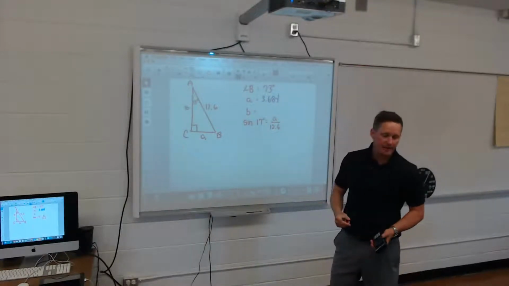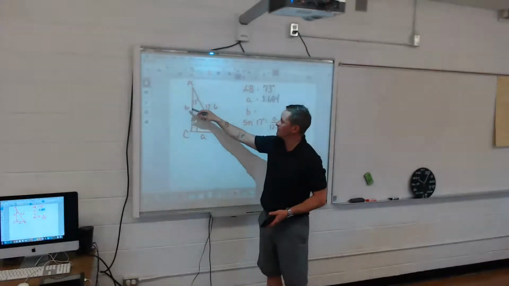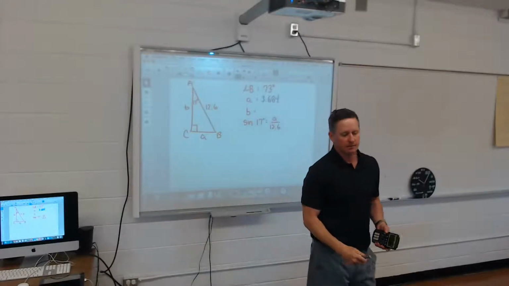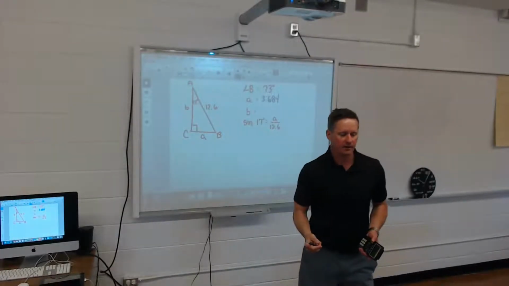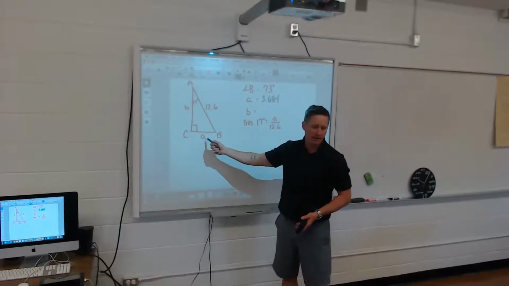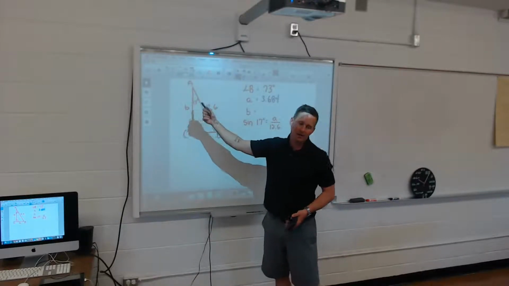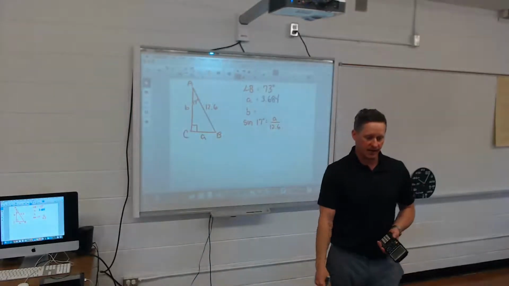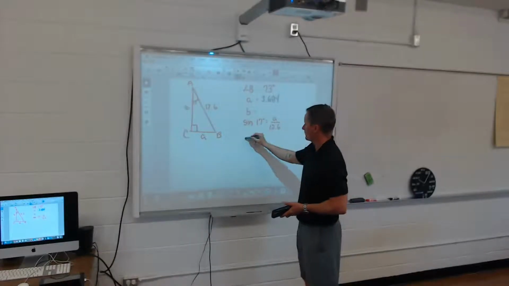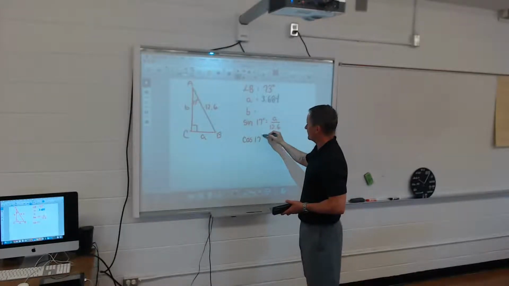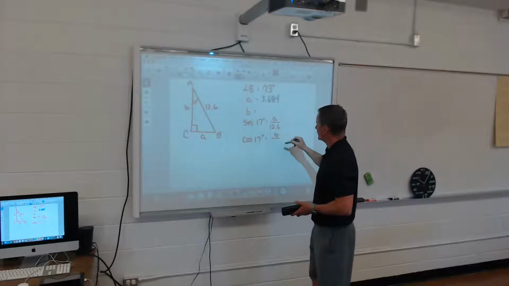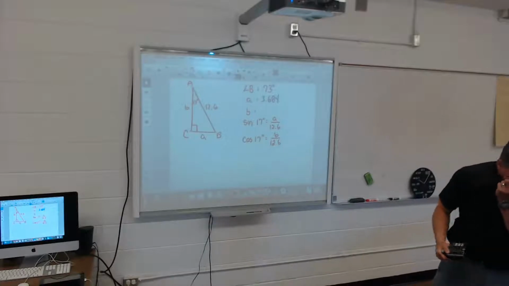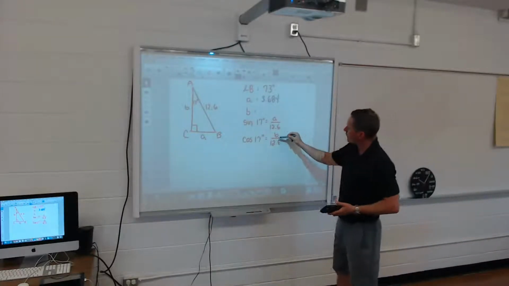Now I'm looking for side B. Where in relationship to angle 17 is side B? So I have a choice: opposite, adjacent, hypotenuse. Well, I already stated in the last question that this was opposite and this was hypotenuse. So B must then be the adjacent side. So now I'm talking about cos. So cos of 17 degrees is equal to the side adjacent over the hypotenuse. So B over 12.6.